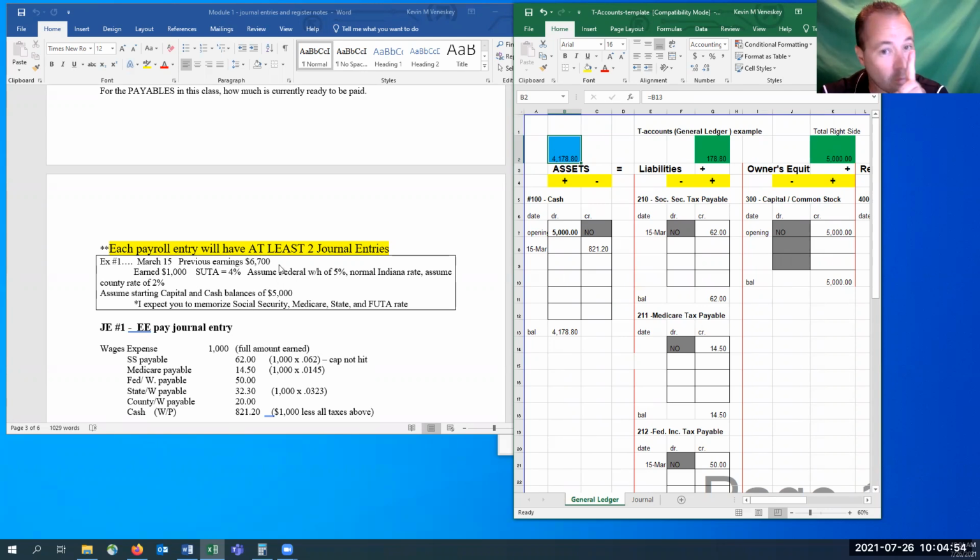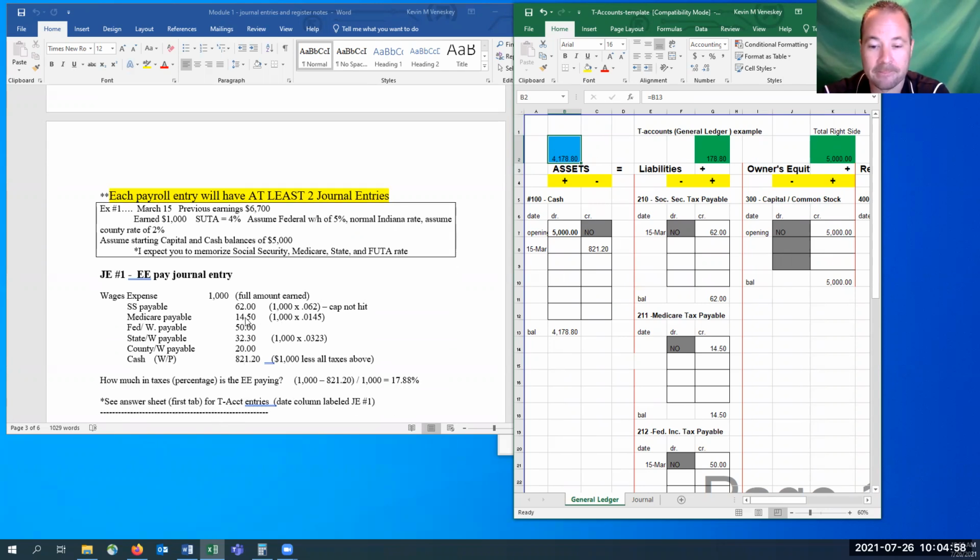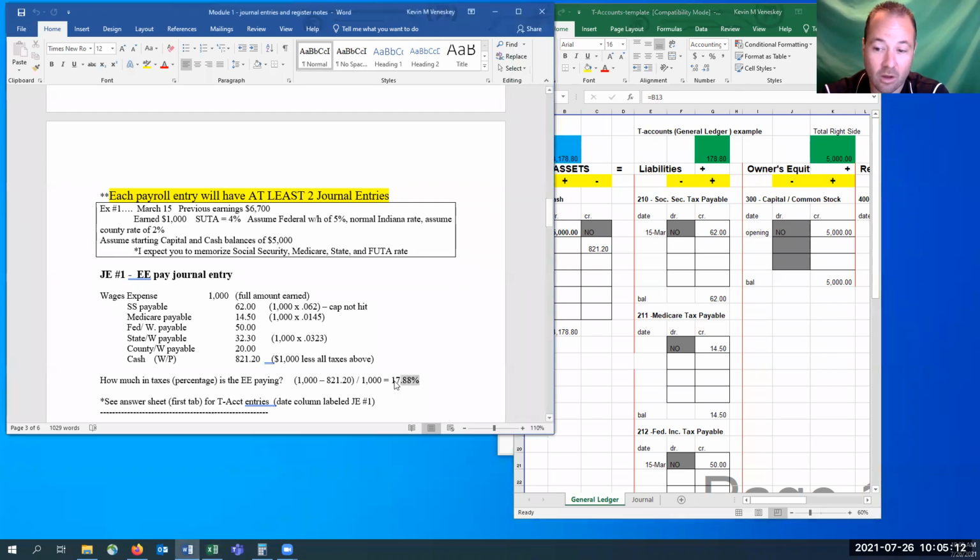So that's journal entry number one. Remember, there's 2 journal entries. Now, just to kind of give you an idea, because you see all these numbers and they start to ramble together and you're like, what does all that mean? Well, if you really wanted to see how much taxes is the employee paying out of their paycheck, it's quite a bit. Almost 18% of their pay is going to something other than their pocket. And that's quite a bit.